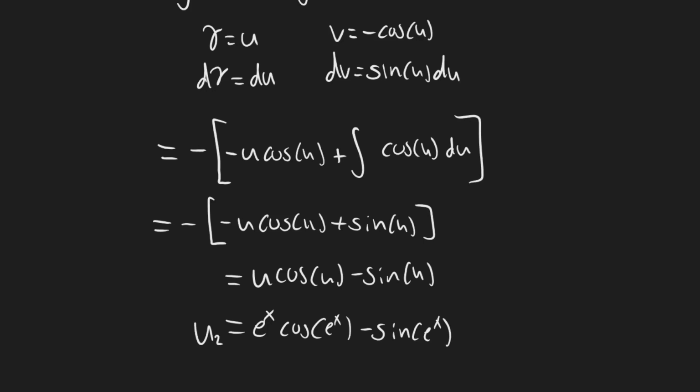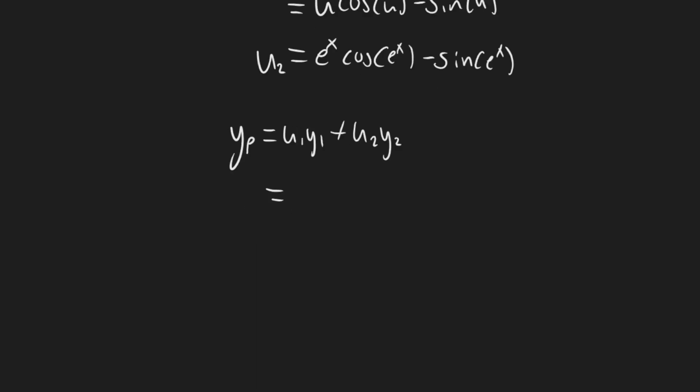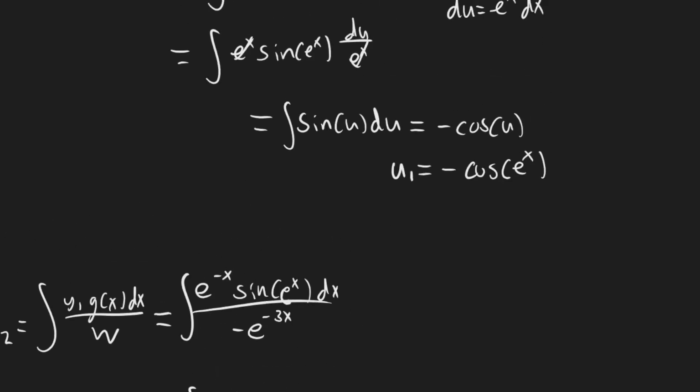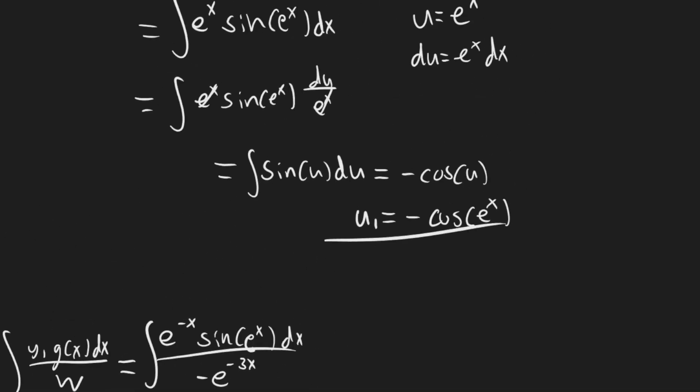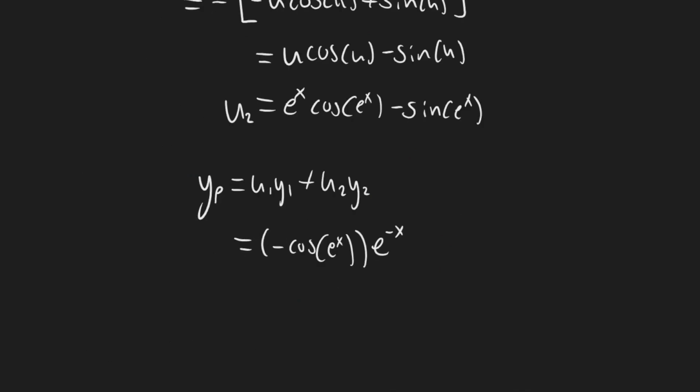So now we have everything we need for our particular solution. If you remember, the particular solution is in the form u1 y1 plus u2 y2. So what is u1 and what is y1? Well, we said u1 was a negative cosine of e to the x, and we said y1 was e to the negative x, if you remember. And that's because we have a u1 right here, negative cosine of e to the x, and we have y1 right here, e to the negative x. Now we just need to go ahead and find u2 and y2.